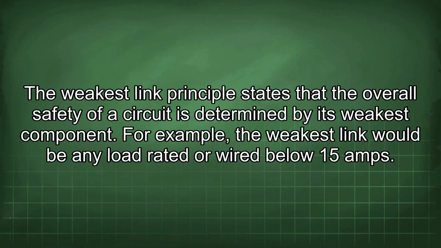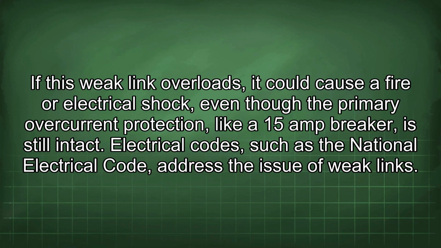The weakest link principle states that the overall safety of a circuit is determined by its weakest component. For example, the weakest link would be any load rated or wired below 15 amps. If this weak link overloads, it could cause a fire or electrical shock, even though the primary overcurrent protection, like a 15 amp breaker, is still intact.